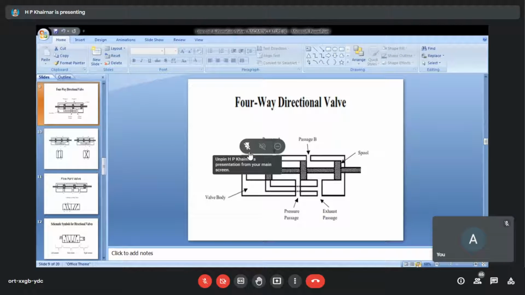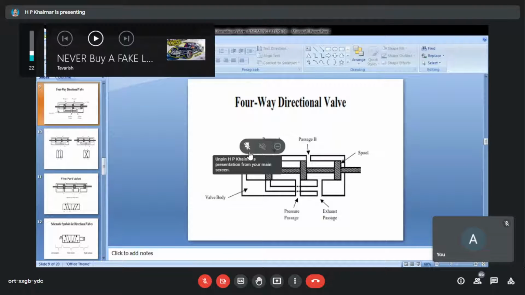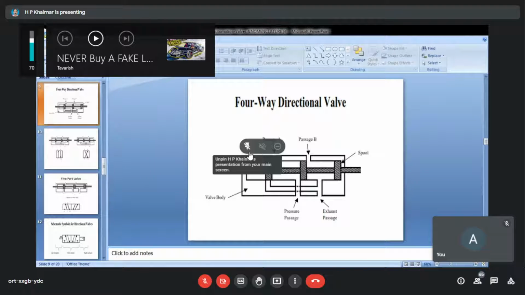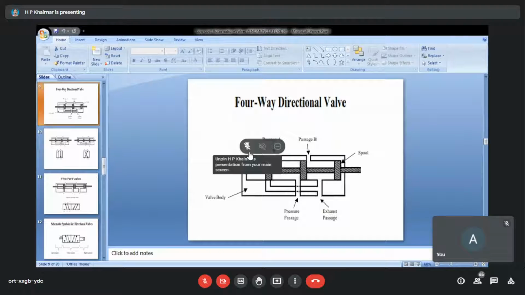Now this is another valve, a four-way directional control valve. For this four-way directional control valve, we will first try to understand how the different ports are there and what the position of the piston is. Right now you can find there is a pressure passage indicated. It means pressure inlet is allowed to flow. With that, it will get through to passage A.